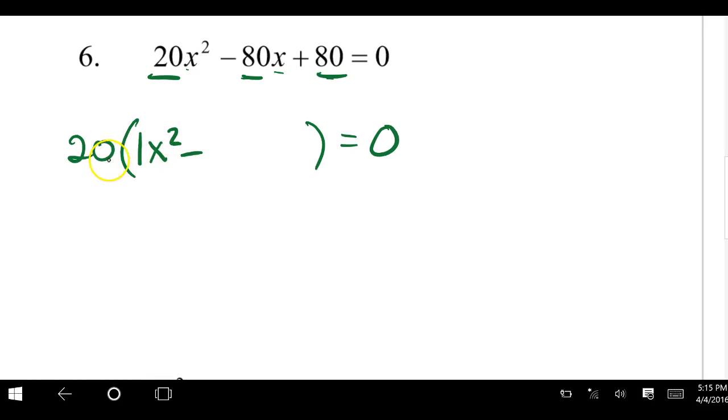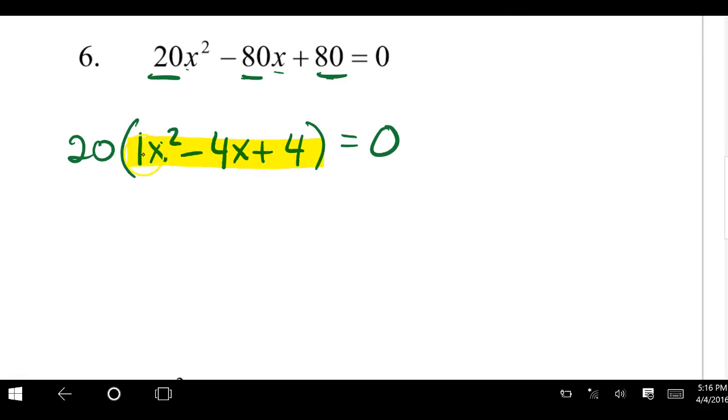Then minus. Then 20 times what equals 80? That's 4. But then we have an x here, so we need x. Then plus. Then 20 times what equals 80? 4. Okay, so now, again, we still need to find what makes this equation 0. So we take what's inside our parentheses, our trinomial, and we factor that.